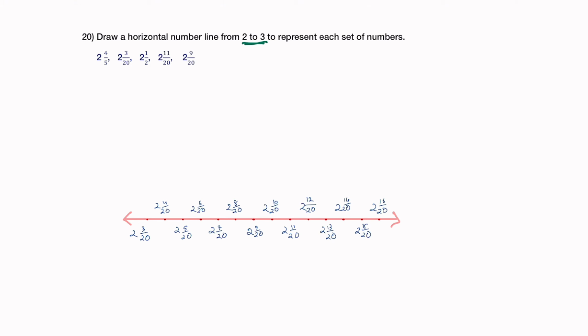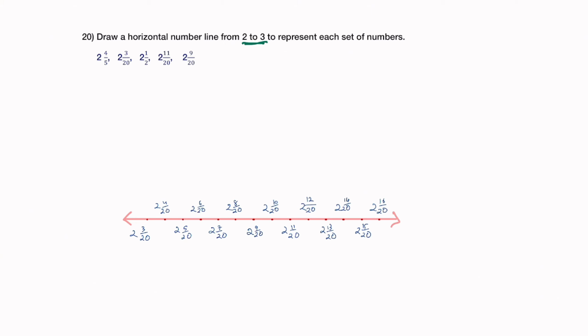The numbers are given to us and the numbers are mixed fractions, right? So all of them have 2 and then 4 upon 5, 3 upon 20, 1 upon 2, 11 upon 20, 9 upon 20. How do we do this? Now I'm going to solve this question in 2 ways. Choose the one that works best for you.